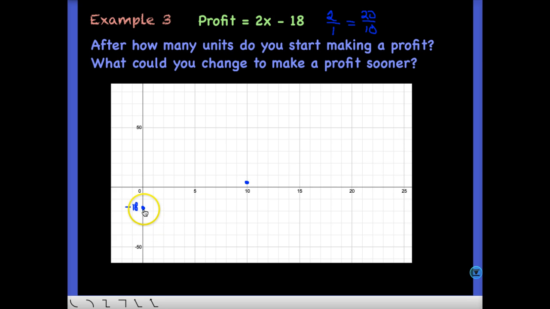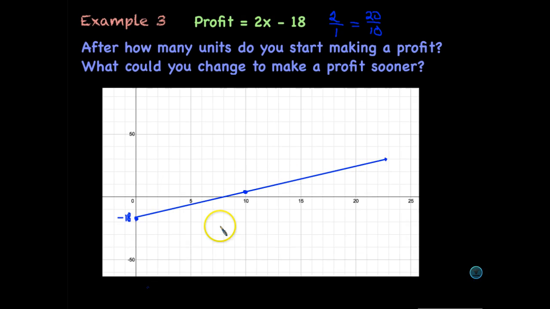I went ahead and plotted my y-intercept of negative 18, which is what my profit would be if I sold 0 units. And then I went up 20 and over 10. Now all I'm going to do is connect these dots together, and I'll see my profit line. So if we look at this, we can answer the question. After how many units do you start making a profit? Well, notice right here is where the line crosses the x-axis. That's at 8 units. So the answer would be 8 units.